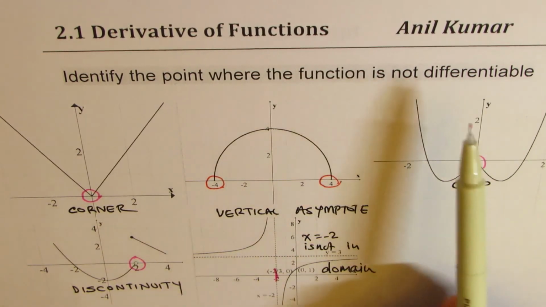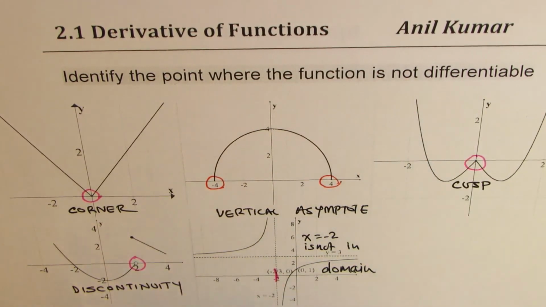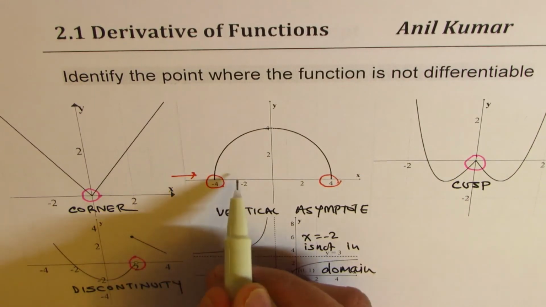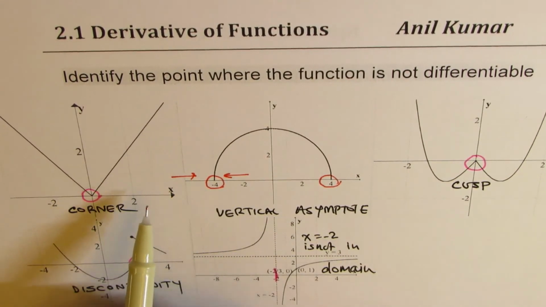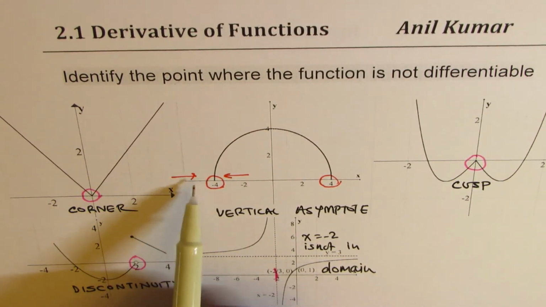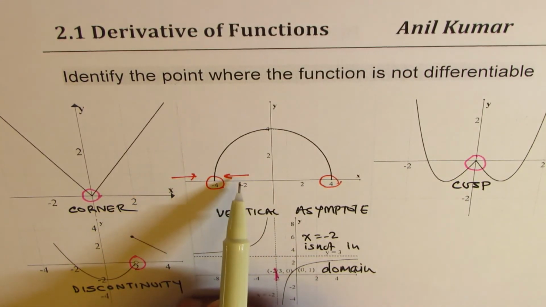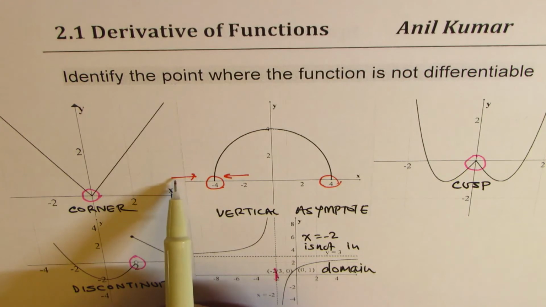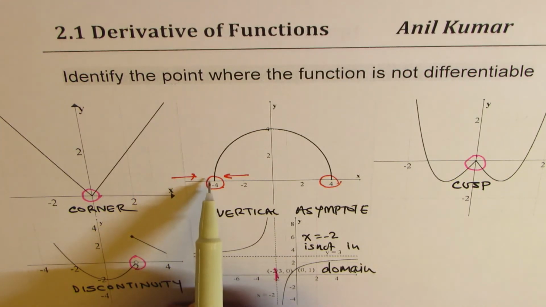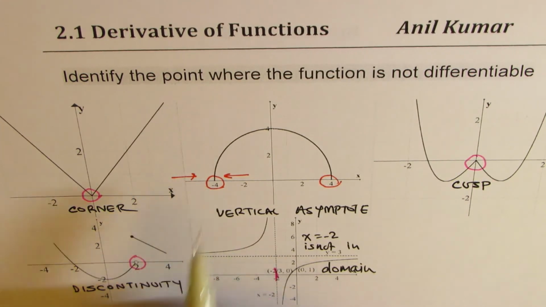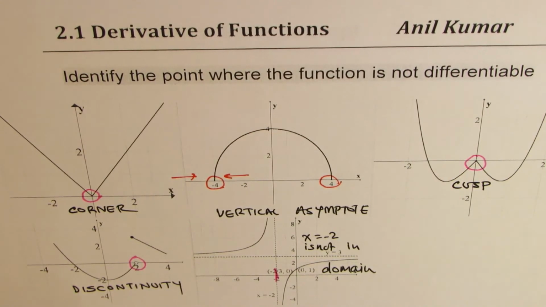So whenever we talk about differentiability, we're actually approaching from both sides. It's very important to understand. So you have to find a limit of the function as you approach from the left side and from the right side. Now in this case, you cannot approach from the left side, right? So therefore, it is not differentiable at plus and minus 4. Do you understand? That is the reason, correct?